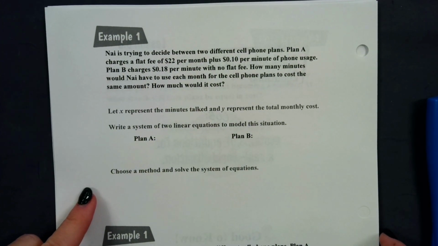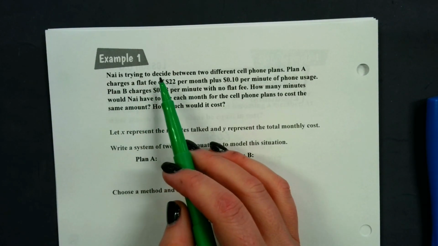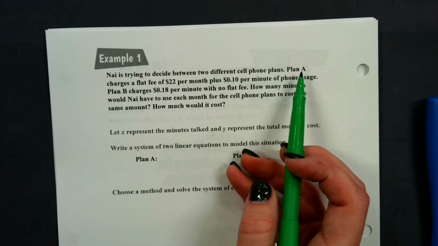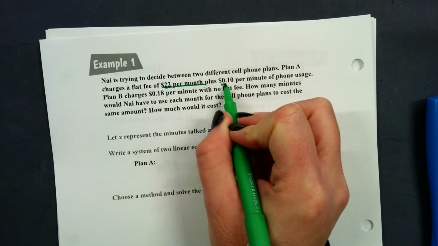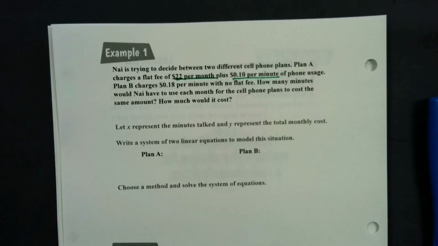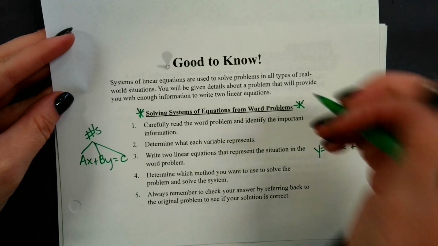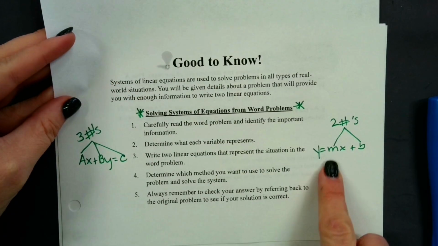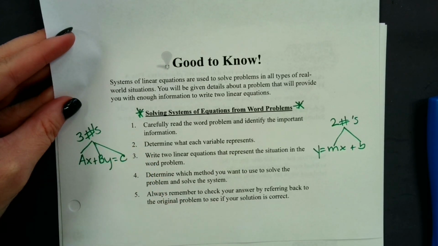All right, let's flip it over. Let's get started right away. Now he's trying to decide between 2 different cell phone plans. Plan A charges a flat fee of $20 per month and 10 cents per minute to use the phone. How many numbers did you hear? 2. So that's why I told you I would have written this down, because when there's 2 numbers, it's going to look like this. When it's 3 numbers, it's going to look like this.